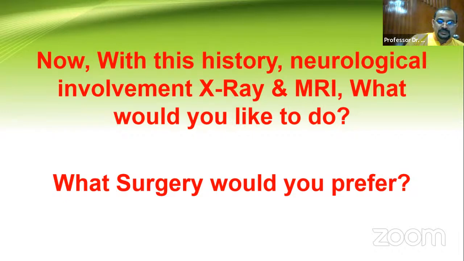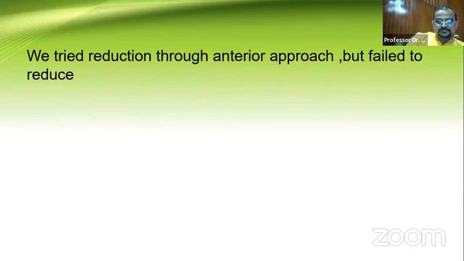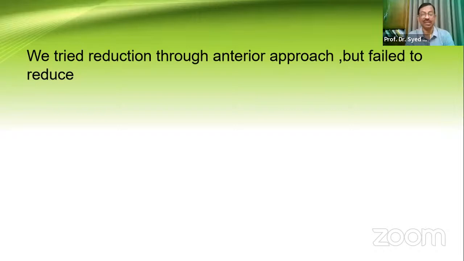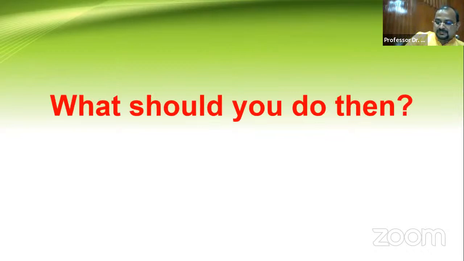Many of you said double stage surgery, single stage surgery, corpectomy, ACDF, whatever it may be. We tried reduction through an anterior approach, but failed to reduce, and there is a bifacial locked facet, and we cannot reduce. In that situation, what should we do then? Any comments for reduction, from the audience and panelists?